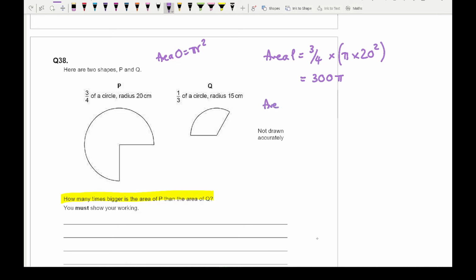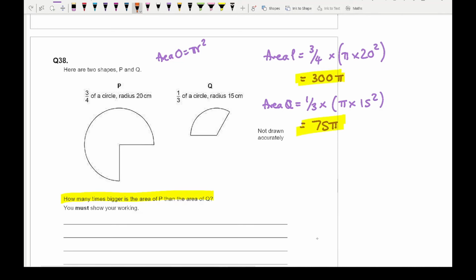Now the area for Q, well, that's going to be 1/3 of a full circle with a radius of 15. So it's going to be 1/3 times pi times 15 squared, and that gives me an answer of 75 pi. So what I've therefore worked out are the respective areas of those two shapes.